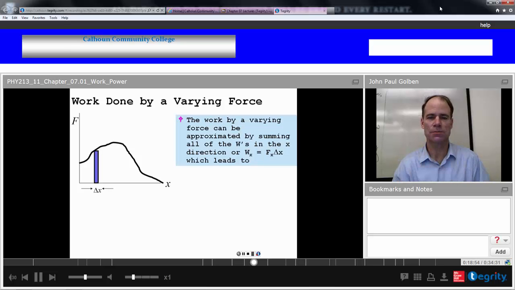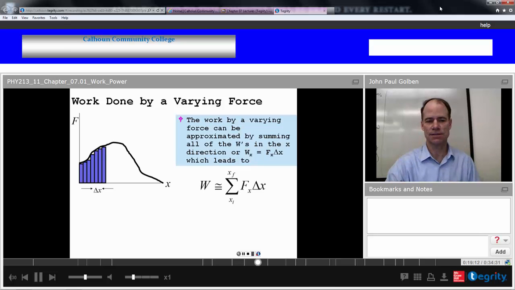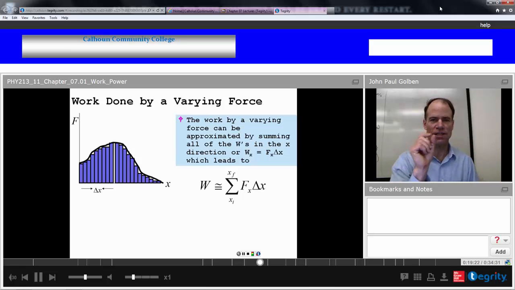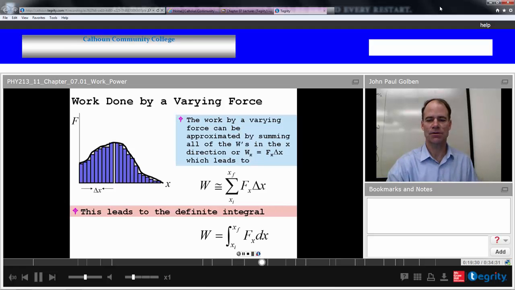done over that displacement. And if you added up all these rectangles for all these delta x's, you would get the work done for any particular total displacement of this varying force. So you add up all these rectangles over infinitesimal delta x, and the work done would be the summation of all these force x's times delta x's. But as your delta x approaches infinitesimally small, then this summation of force delta x becomes a definite integral.